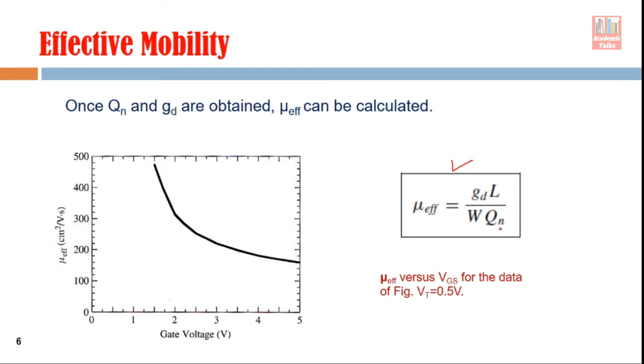Qn increases as you increase the gate voltage. It means effective mobility will decrease because effective mobility is inversely proportional to Qn. As you increase the gate voltage, effective mobility is decreased, right?